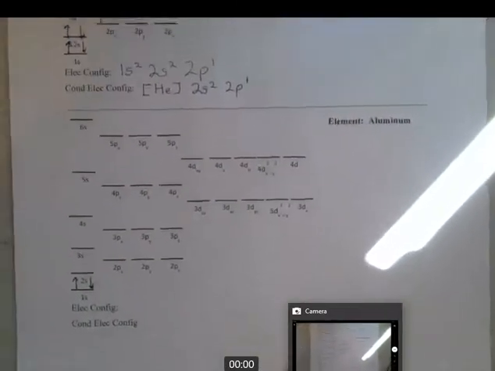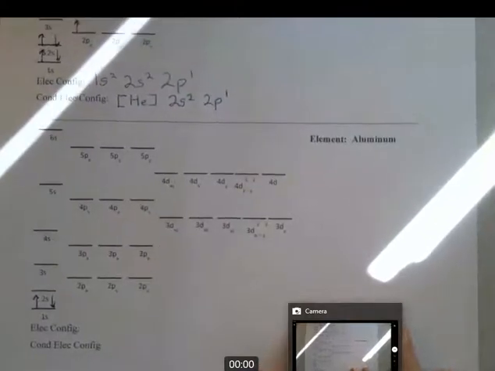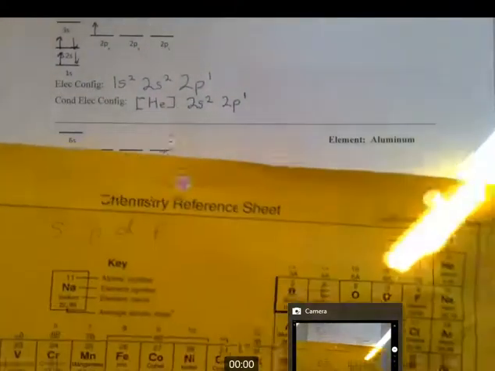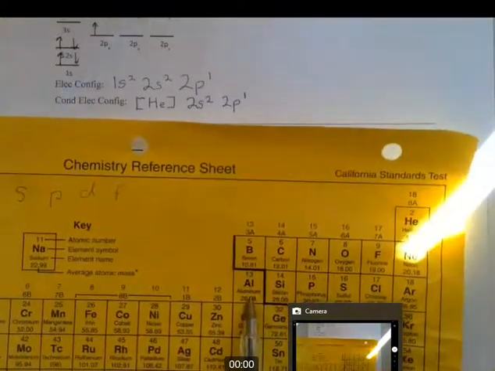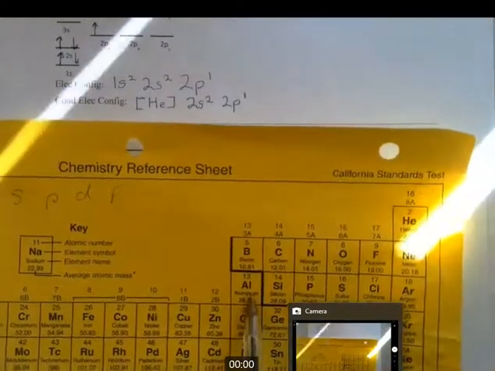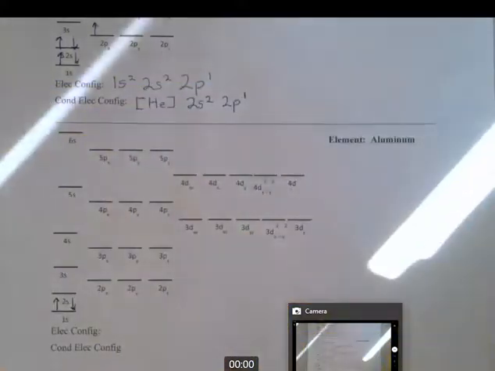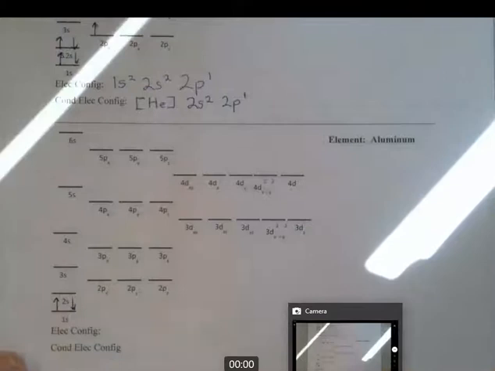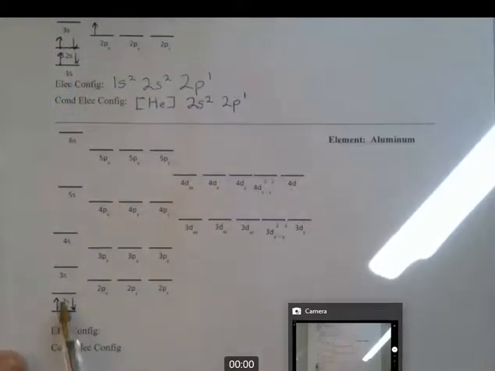All right, let's move on to aluminum now. For aluminum, aluminum is right below boron. It's the first element in the third row. So what we're going to do is draw our 1s orbital. Aluminum is already drawn there. Aluminum has a full 1s orbital.